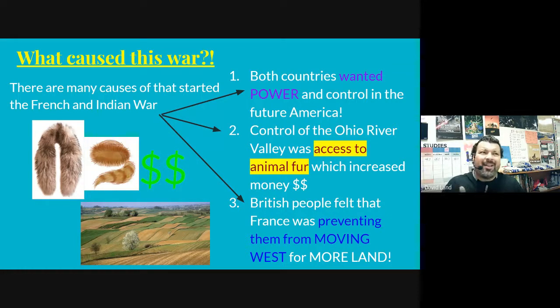But the French lived in the New World too. And not only that, the French had a lot of forts in the area. Forts are like little encampments or battle stations where trading could happen or military could exist. So the British didn't feel comfortable with the French kind of standing in their way there.